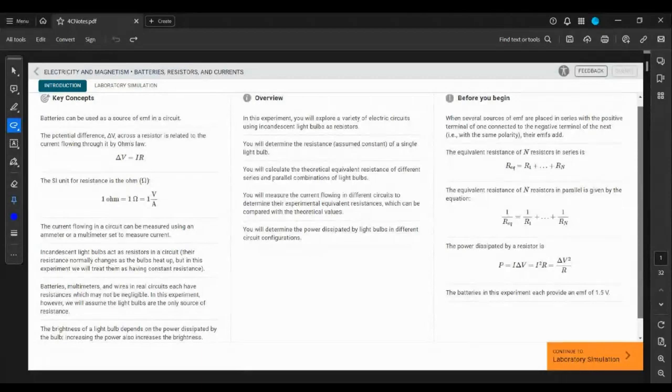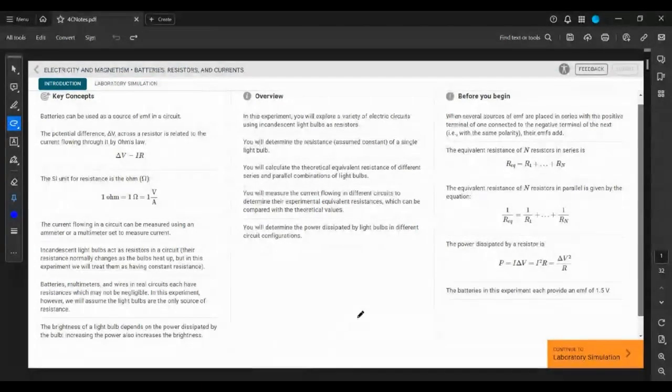All right, so let's look at the information necessary to complete the 4C lab for batteries, resistors, and currents. So we're going to look at some simple circuits with batteries and combinations of wires and light bulbs and see what we can determine from these things.